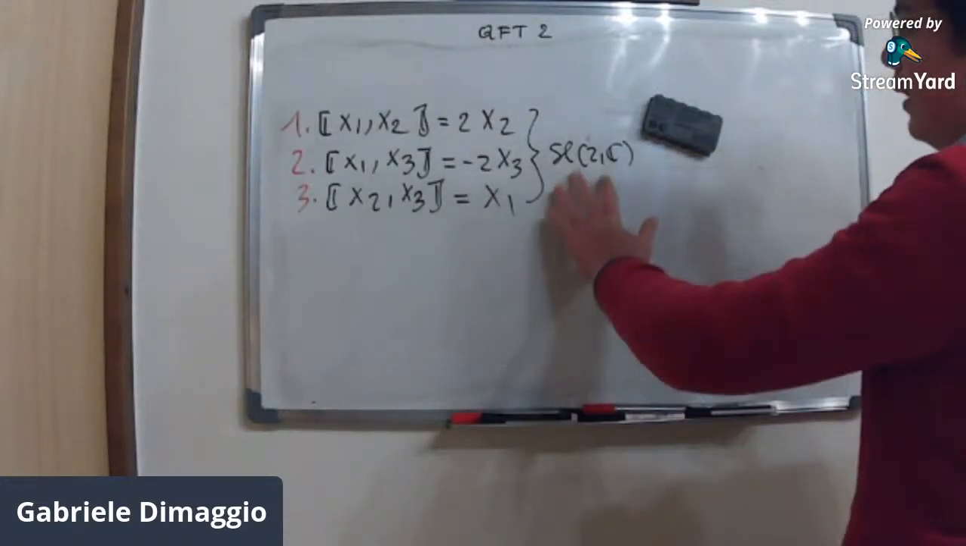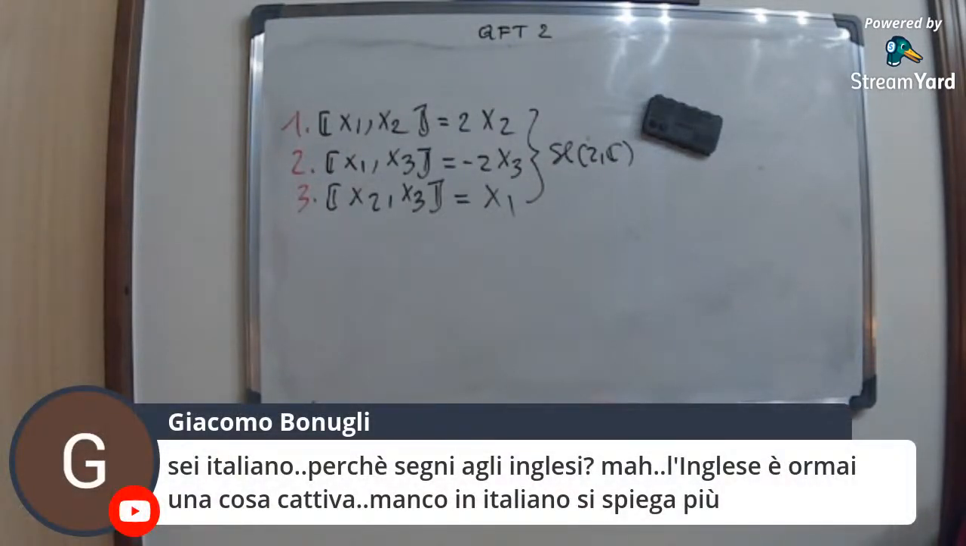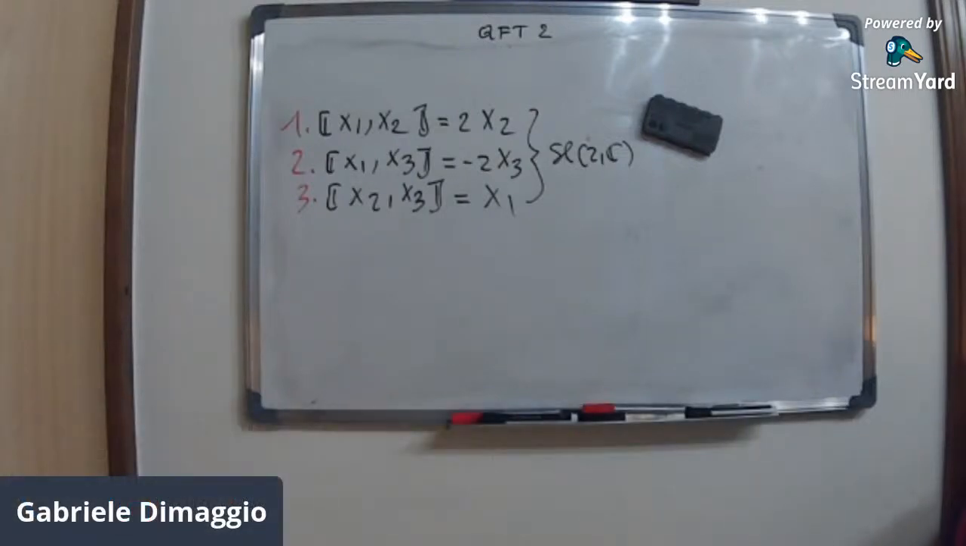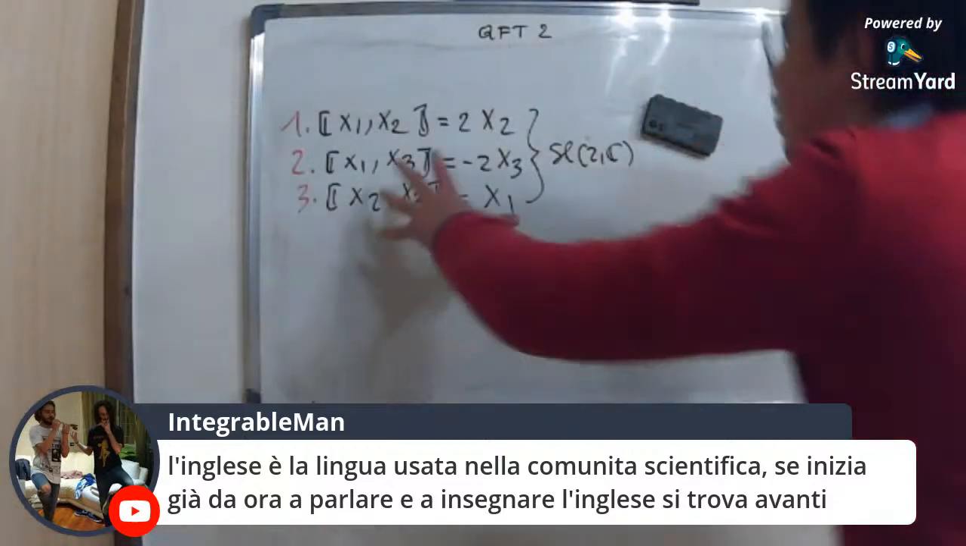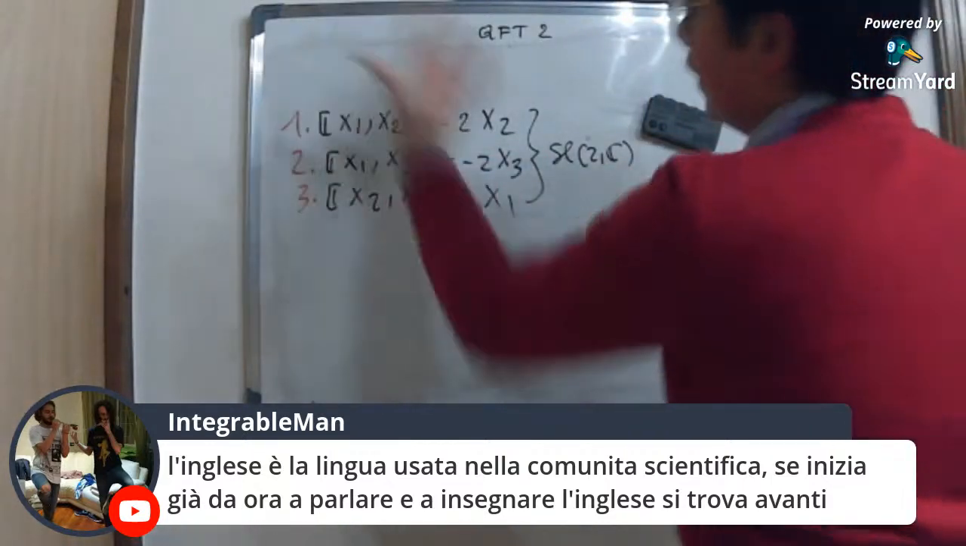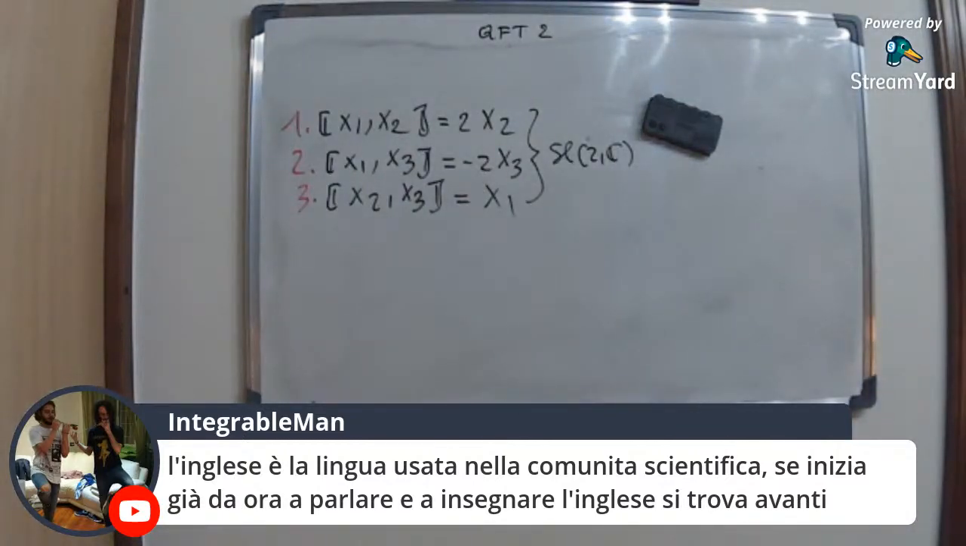So I have the Lie algebra of a Lie group. This was totally wrong; this is right instead. Okay, so this is the structure: the commutation relation between the generators of my Lie algebra.